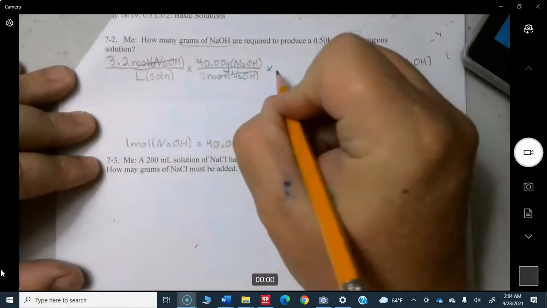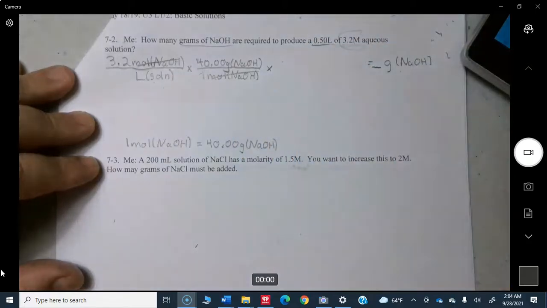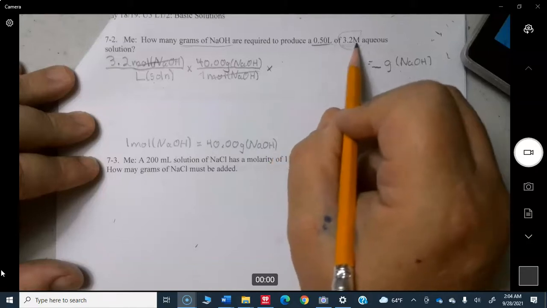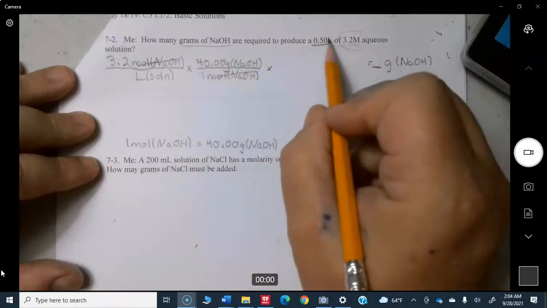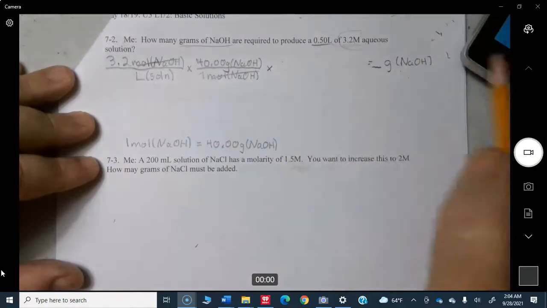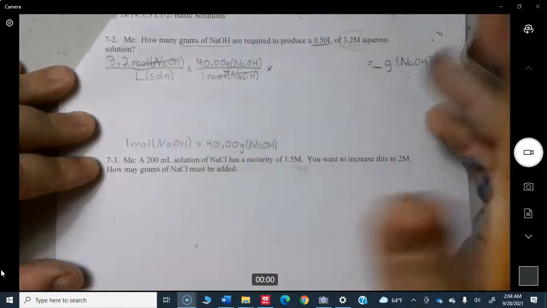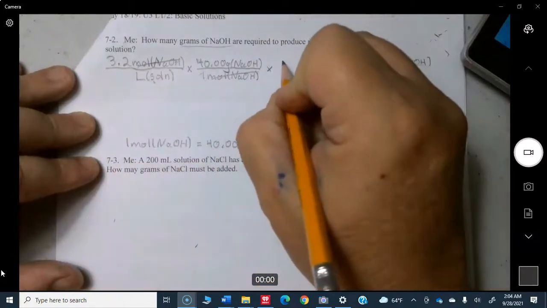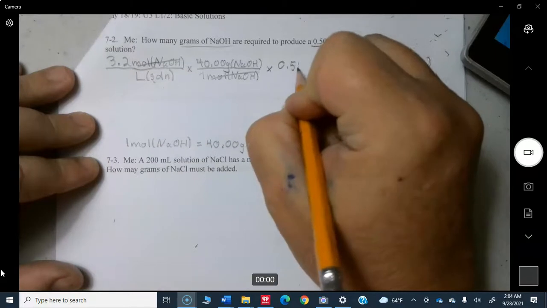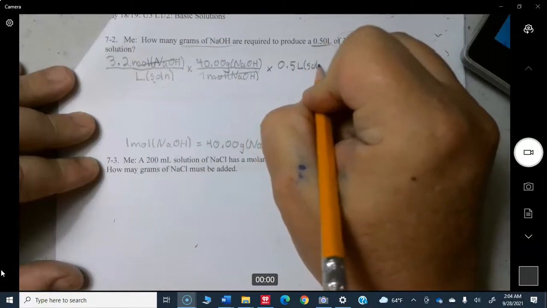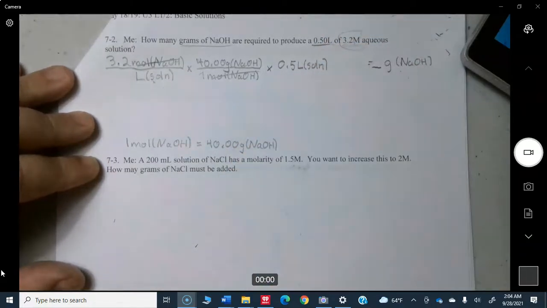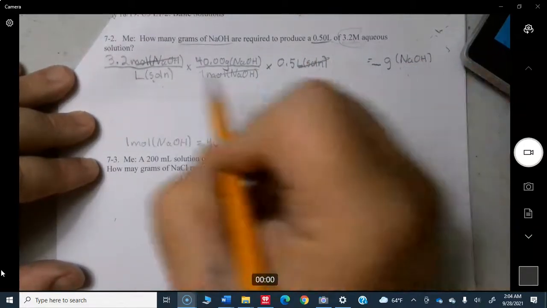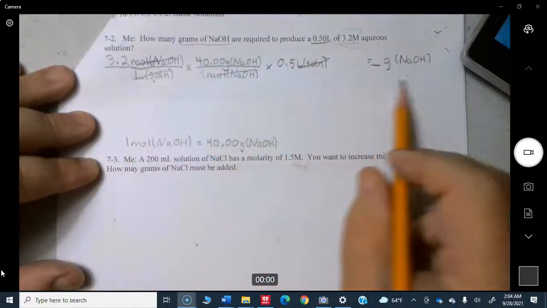This is the amount of solution. Read the entire phrase here: 0.5 liters of 3.2 molar aqueous solution. So it's saying you have 0.5 liters of solution, not of NaOH, not of water, but of solution. So that's going to cancel out with liters of solution. And you don't have to have anything on the bottom. There's no rule that you have to have a denominator there. So liters of solution, liters of solution. So everything on the bottom's canceled out.